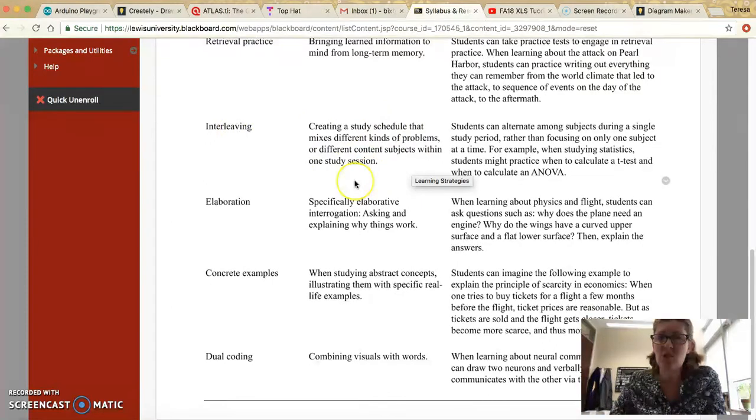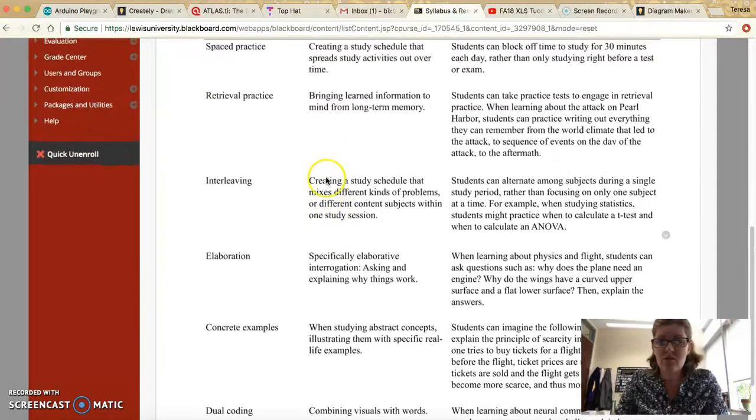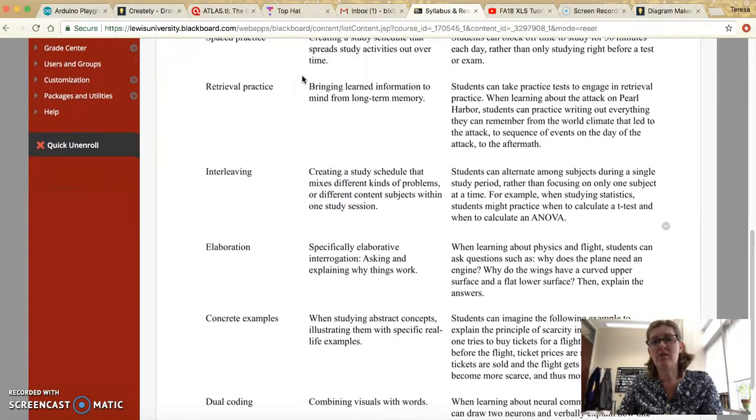Interleaving, so this has to do with, I'm going to study a little bit of chemistry, I'm going to study a little bit of physics, I'm going to study a little bit of biology, I'm going to study a little bit of my writing course, and I'm going to do all that in one session. So I'm going to interleave those things together. Okay, instead of just spending 3 hours on chemistry and then calling it a night. And this interleaving goes really well with the spaced practice. So you work a little bit on everything every night.